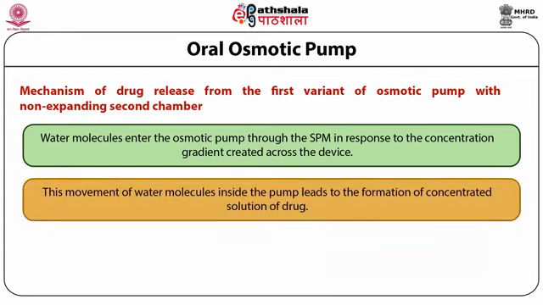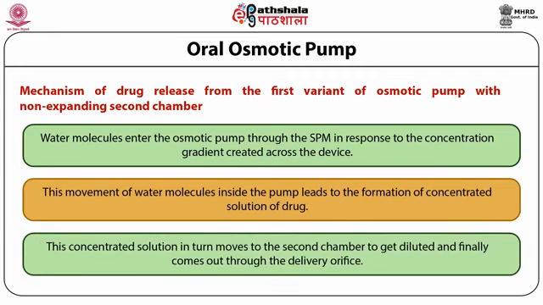This movement of water molecules inside the pump leads to the formation of a concentrated solution of drug. So again, the concentration is very high, so the drug will move from high to low. This concentrated solution turns toward the second chamber, which is less concentrated, and then from there it comes out from the orifice. So this is the basic, simple mechanism of how the drug goes out from the orifice in such kinds of devices.